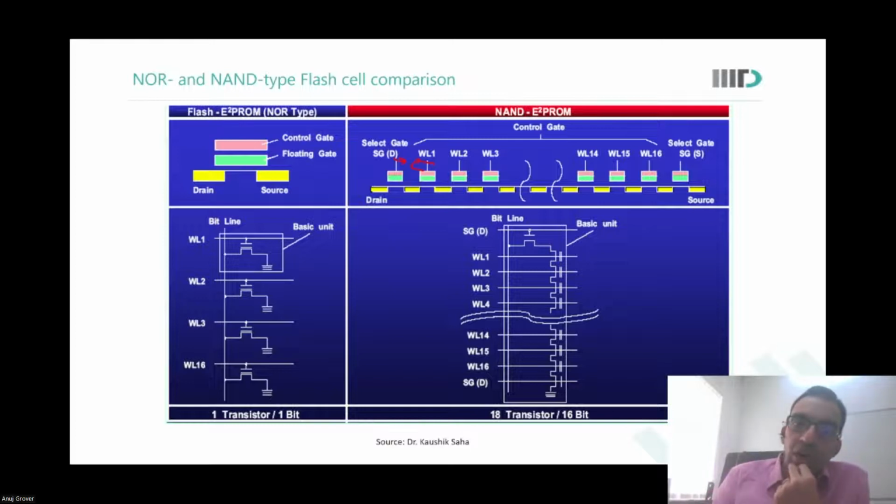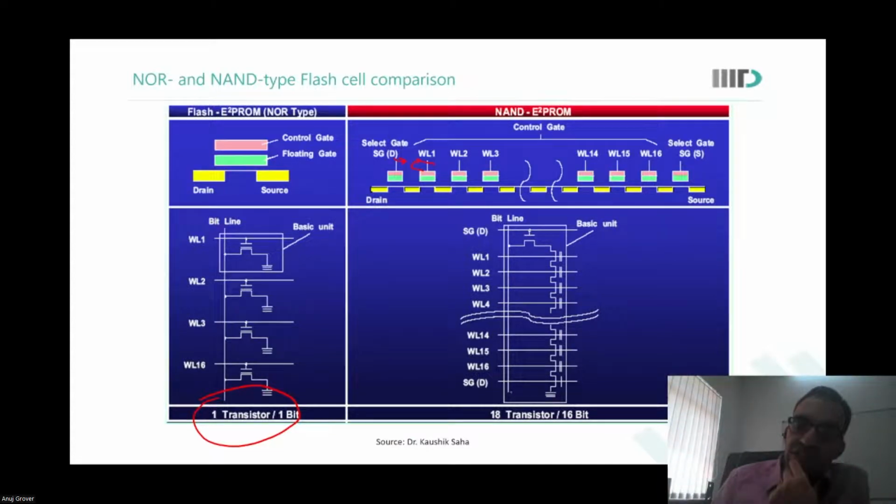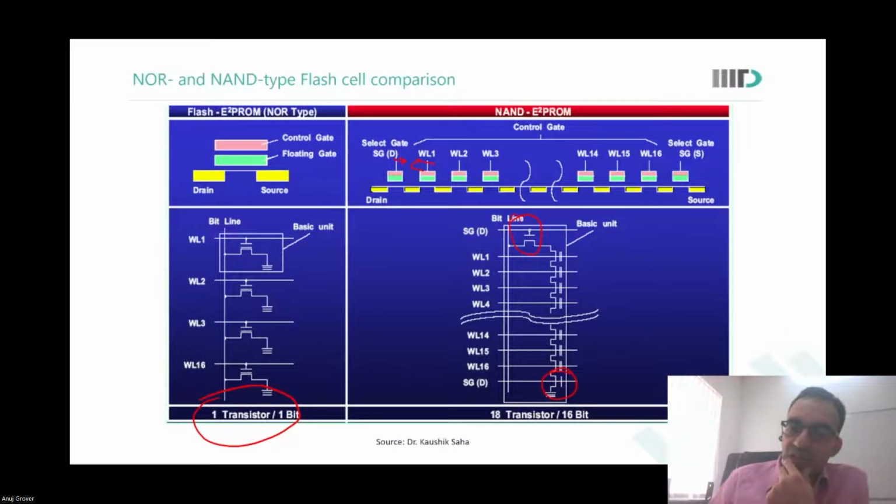In a NOR flash, you had one transistor per bit, whereas in a NAND flash, you have 18 transistors. The source select and the gate select signals are extra. So 18 transistors per 16 bits. This therefore is much denser. Is it okay? Clear?